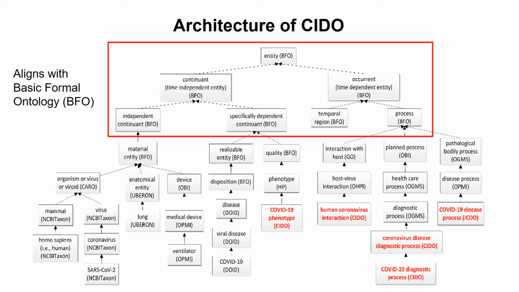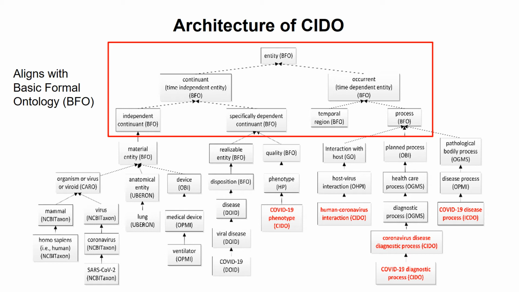Then we have material entity, which can be the host or virus. Then we have anatomical entities like lung, spleen, or kidney. And then we have device. The device can be a medical device like a ventilator.